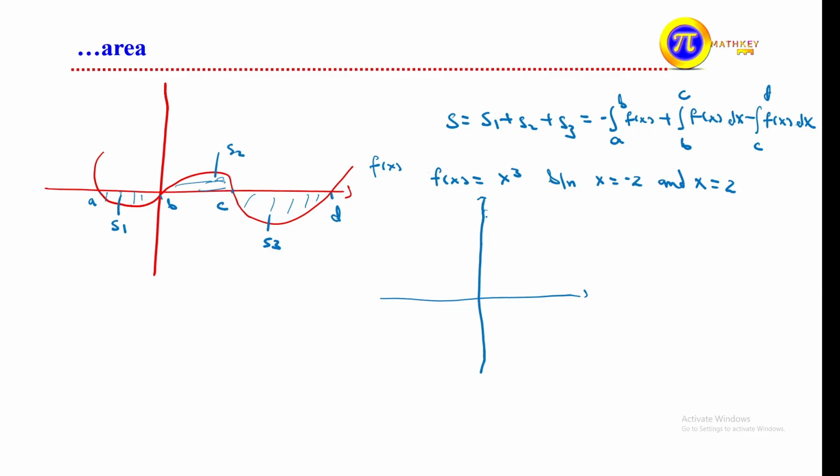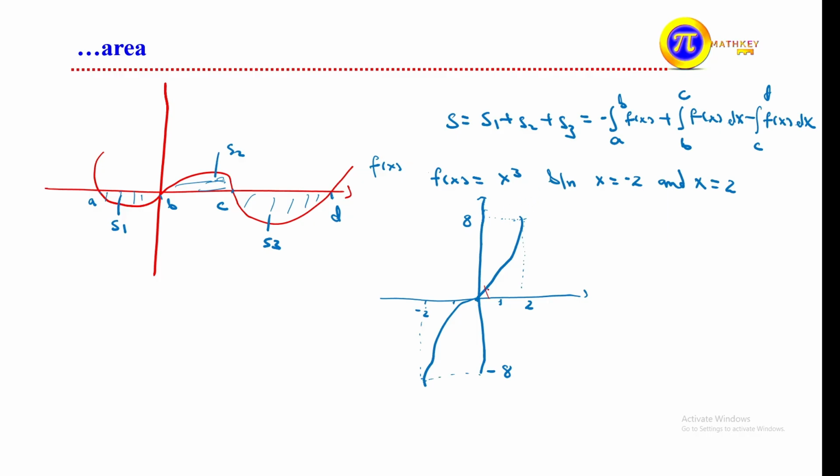Let's say this is the y axis, this is 8, somewhere here. When x is 2, it is 8; when x is 1, it is 1; when x is 0, it is 0. So the graph may look like this. The same in the opposite case: if x is negative 1 it is negative 1, and if it is negative 2 this becomes somewhere here, let's say here is negative 8. So the graph looks like this. But what we are asked is to find the area of the region between the x-axis and this f of x.